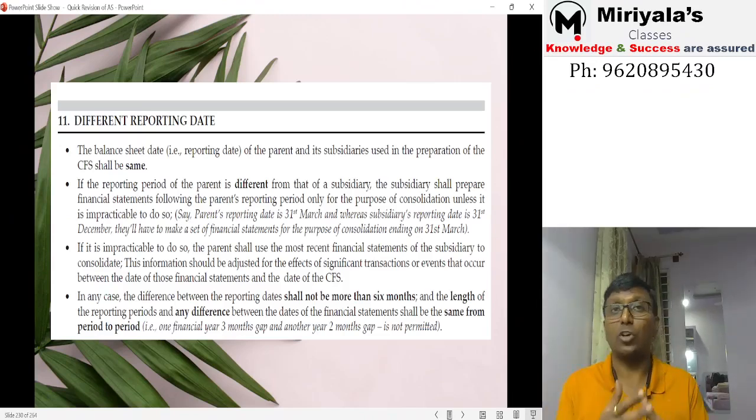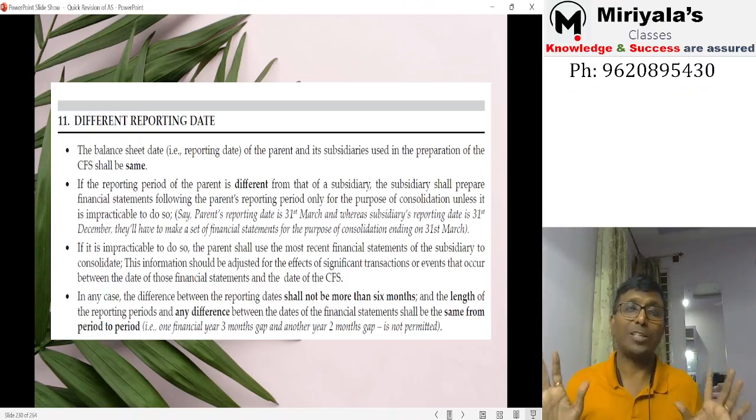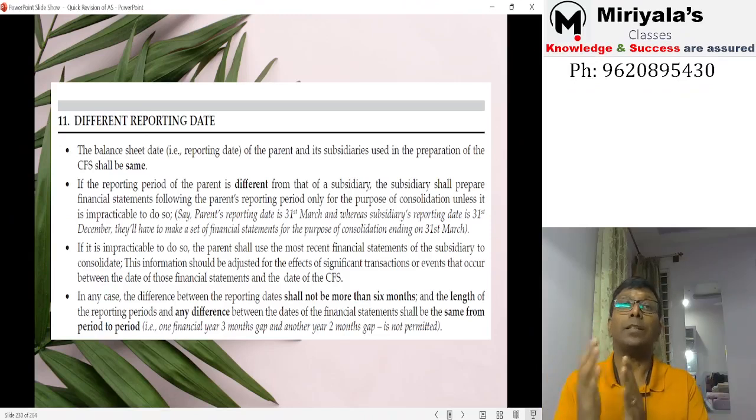So can we consolidate? Actually, we should not consolidate. Then what should I do? You should ask the subsidiary to prepare financial statements as on 31st March, from 1st April to 31st March. Then only should you consolidate.